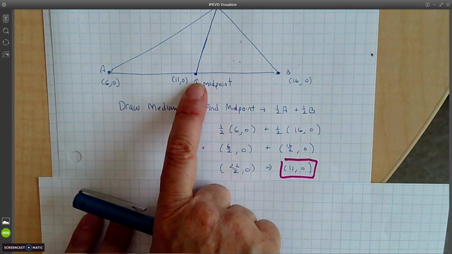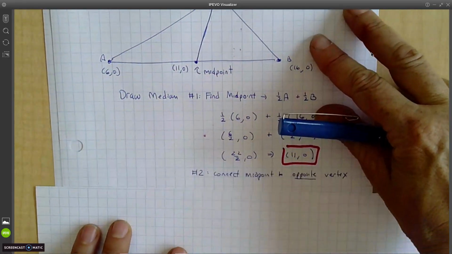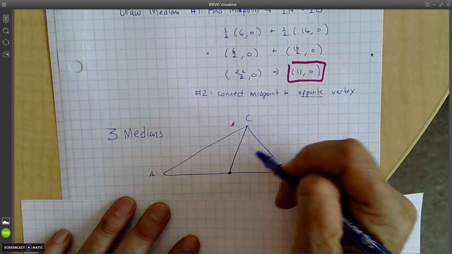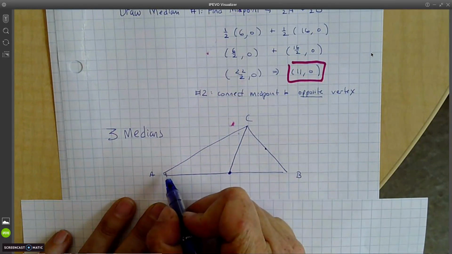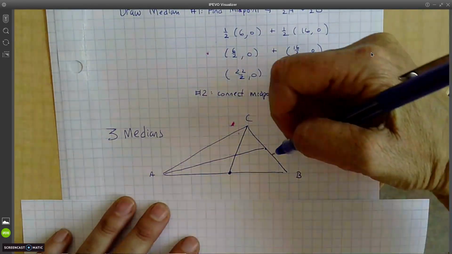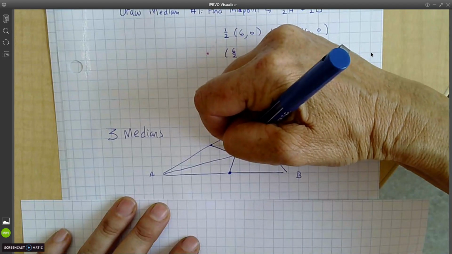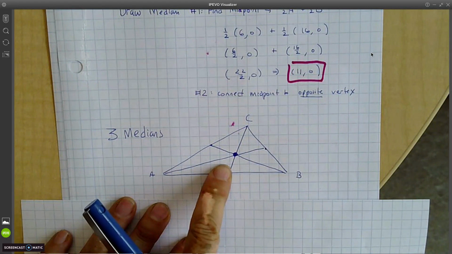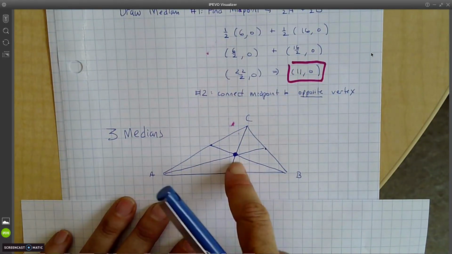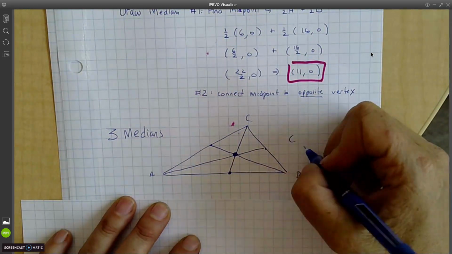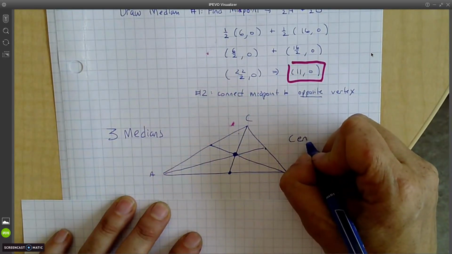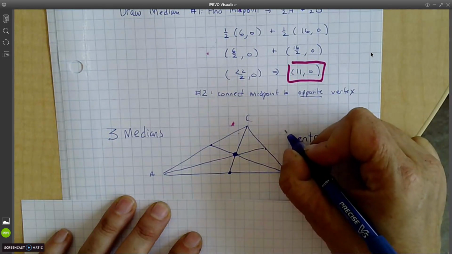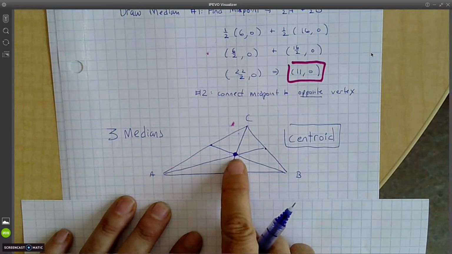Now, there is not just one median because I could do it for every single side. So we actually have 3 medians. For each of these, I can draw my vertex to the middle of the opposite side. When you do that, you'll notice that they all intersect at this point, and it's a special point. We call that the middle of the triangle. The word that we use for the middle of the triangle or the point of intersection is centroid. That's the word we're going to use to describe this single point.